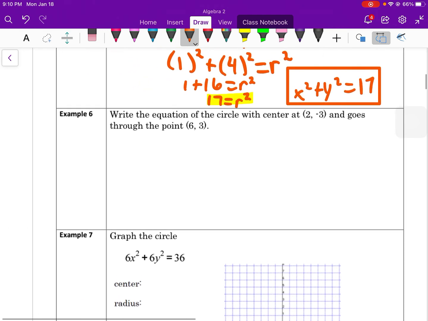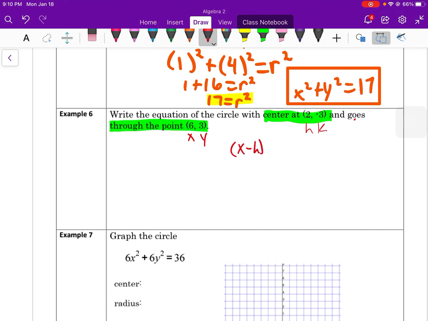Example 6, write the equation of the circle with center at (2, -3) and goes through the point (6, 3). So when it's the center, this is our h and k. And then this is our x, y. So when we plug values in, I'll write the standard form again. (x - h)^2 + (y - k)^2 = r^2.